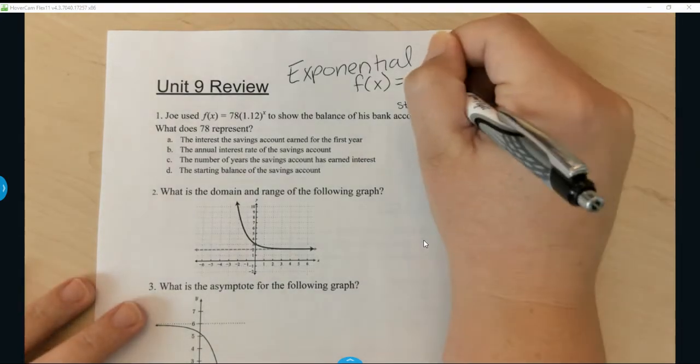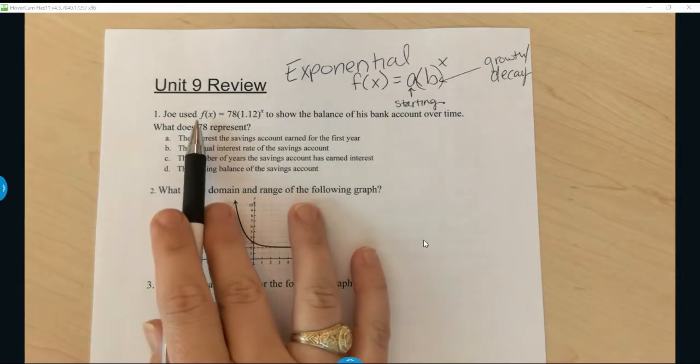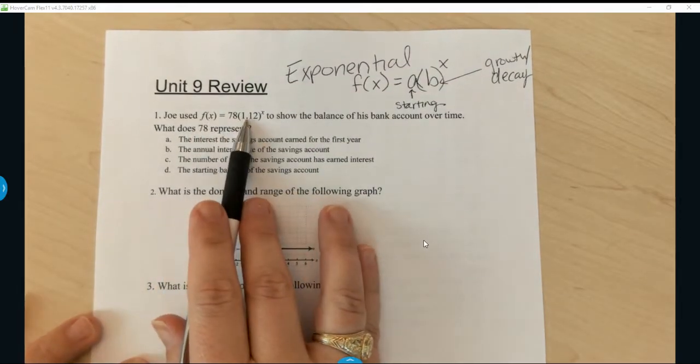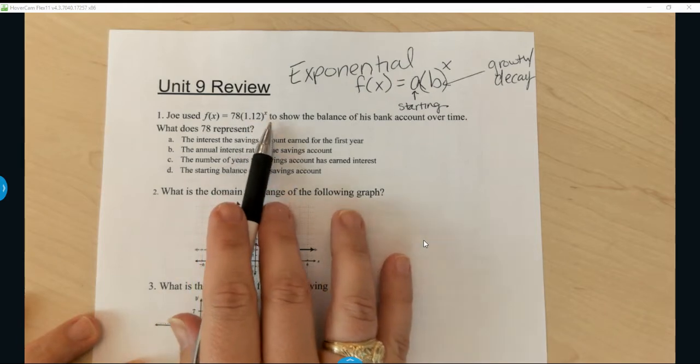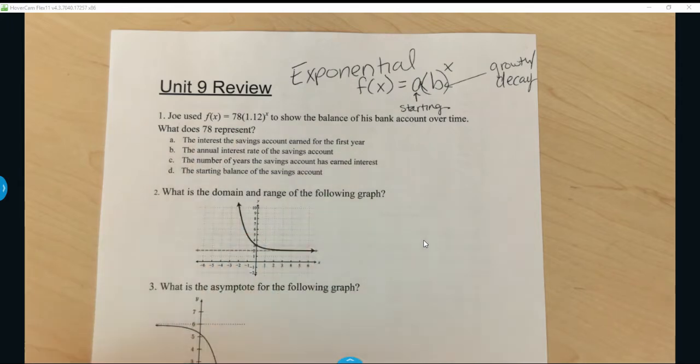Usually you will see parentheses around this second value. Sometimes you do, sometimes it's just represented with a multiplication sign. But let's look at number 1. Joe used f of x equals 78 times 1.12 raised to the x power to show the balance of his bank account over time. What does 78 represent?